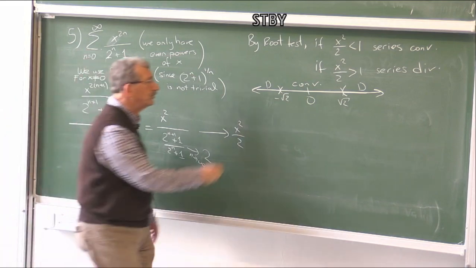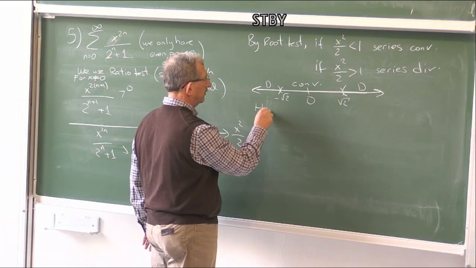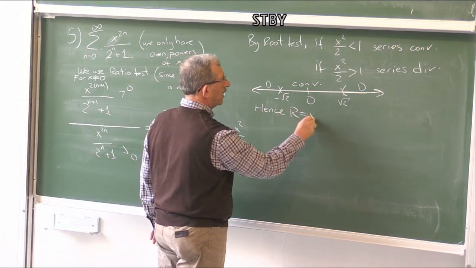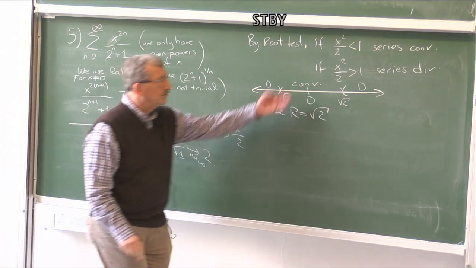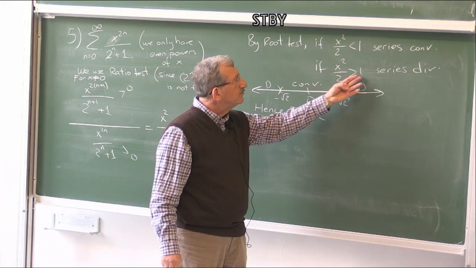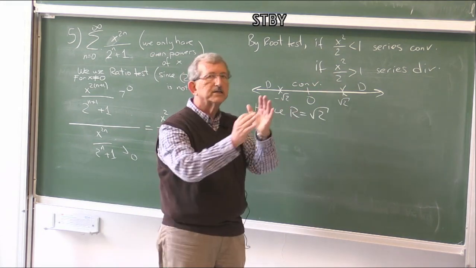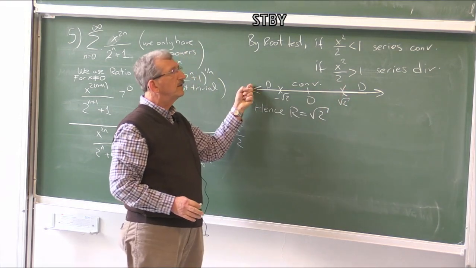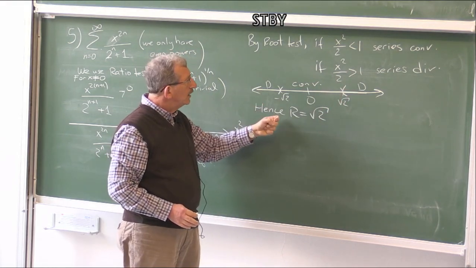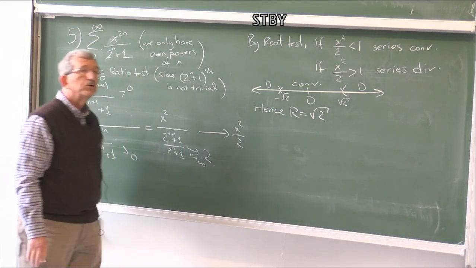Now, this by definition says that R is square root of 2. Because just consider the second one. x squared bigger than 2 means absolute x is bigger than square root of 2. That is, we are outside, we have divergence. So the radius is root 2.